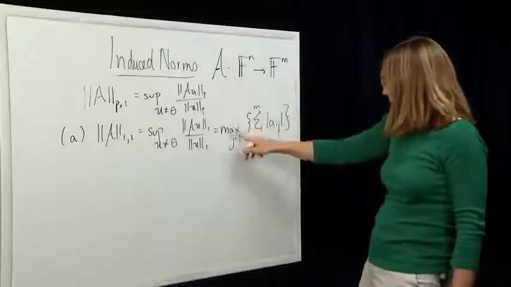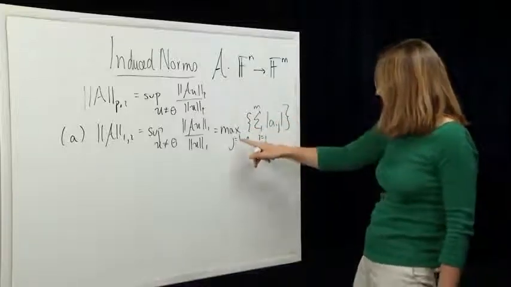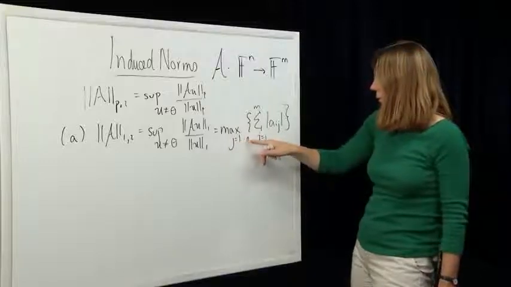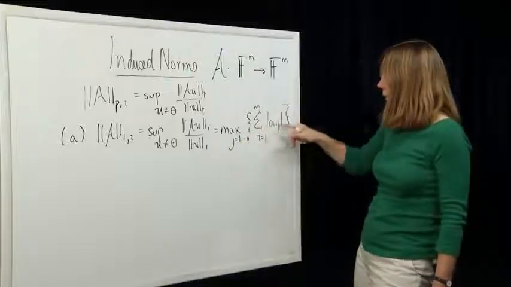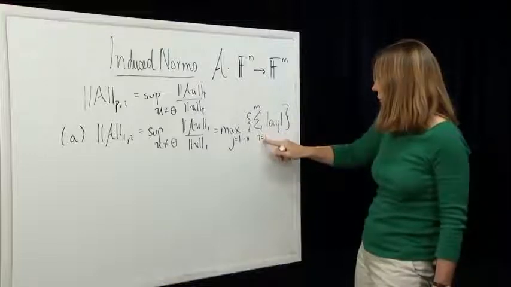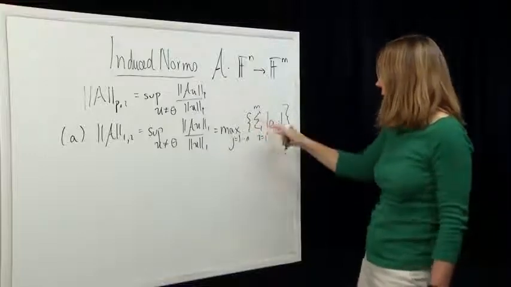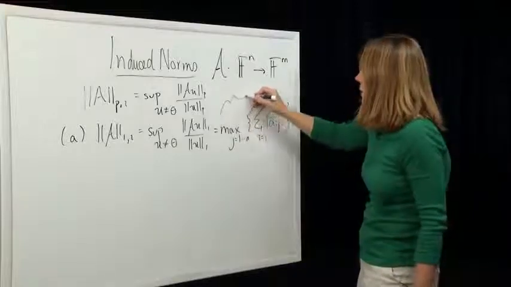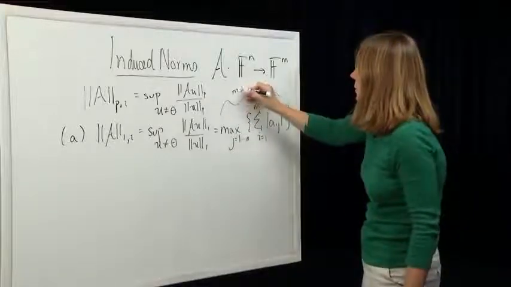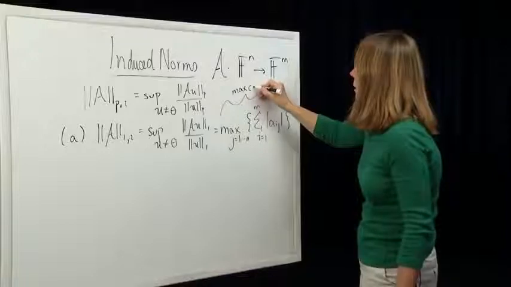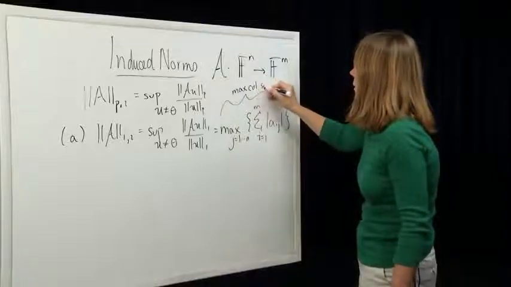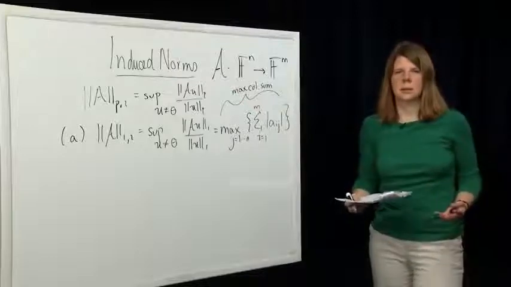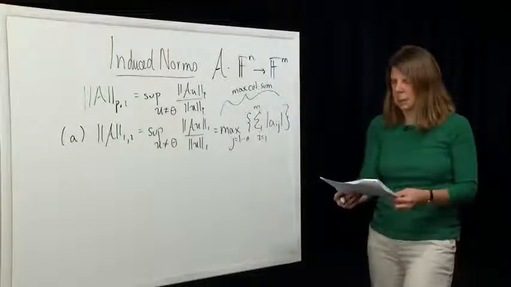If we look at what this is, we can see that we're taking the maximum over all indices j from 1 to n of this summation from i equals 1 to m. So if we think about what that operator is, that is the max column sum of the matrix. So it's something that's easily computable if you're given the matrix.